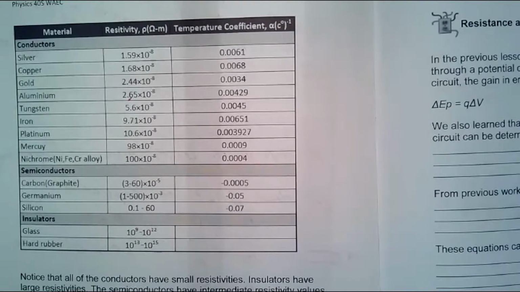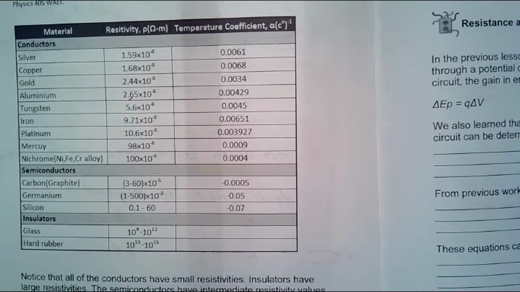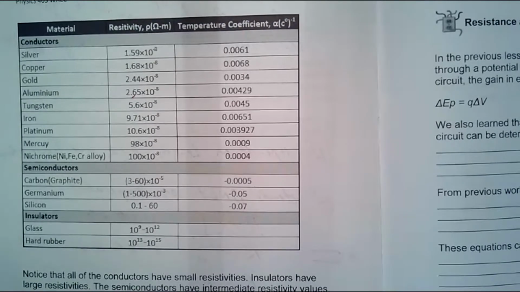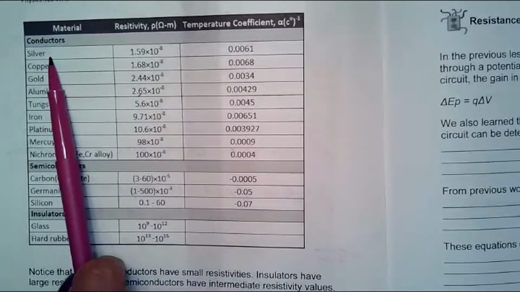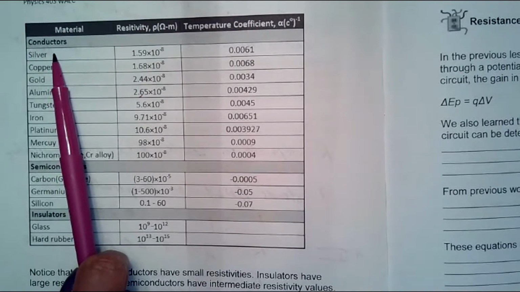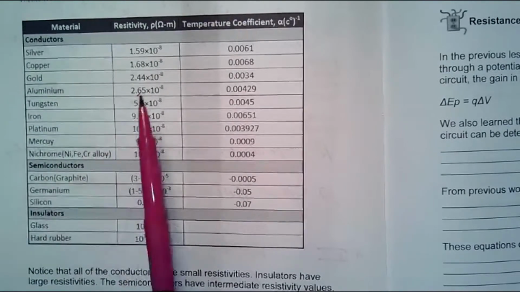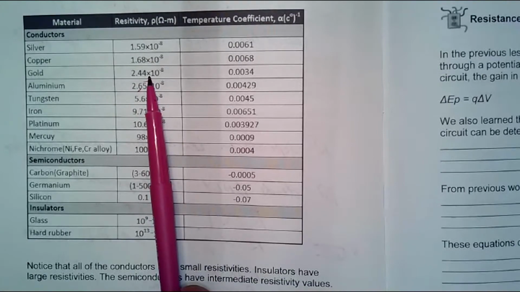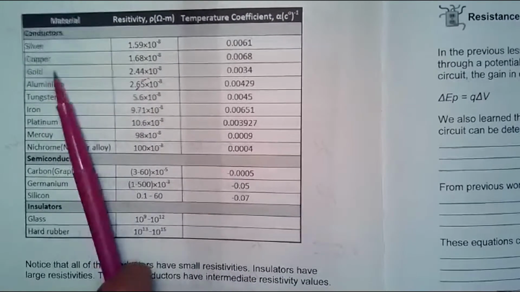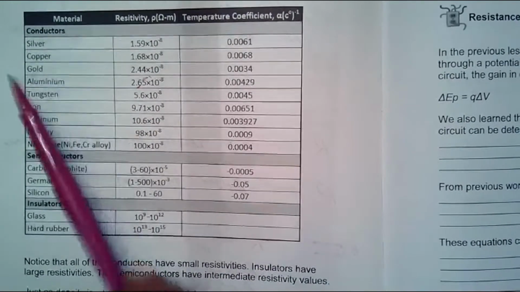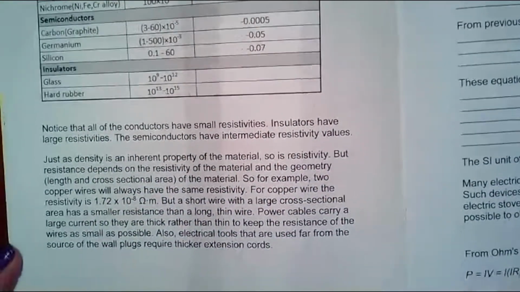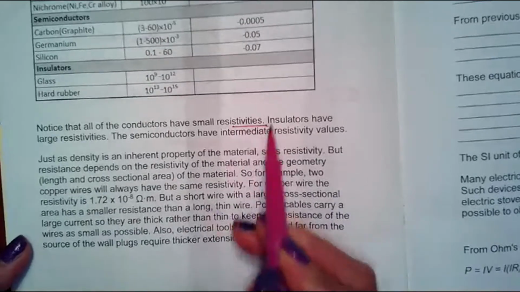So we don't bother with using copper now to make pennies. It's actually more expensive to make a penny. It costs more than a penny to make a penny. Silver, we don't use because it's more expensive than copper. And gold is actually not as good as copper, so we don't want to use gold as well. It's too soft. Notice that all of the conductors have small resistivities.